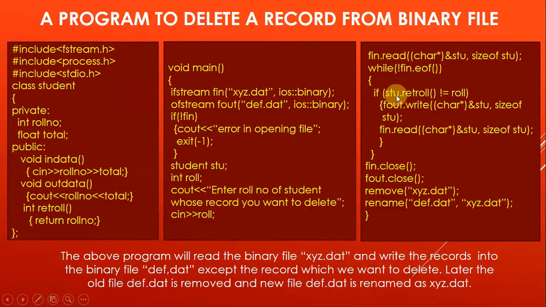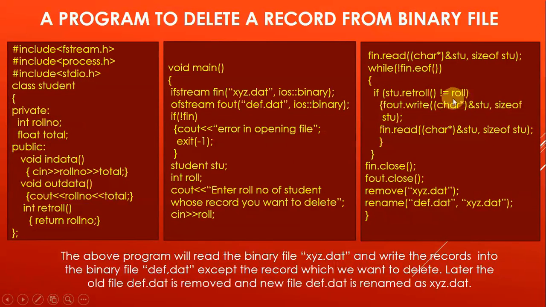I will check if stu.readroll() is not equal to roll. I cannot access the roll number directly because it is a private member of the class, so I will use the function readroll to return the roll number. It will return the roll number which is stored in stu, and I will check it with the roll number entered by the user.